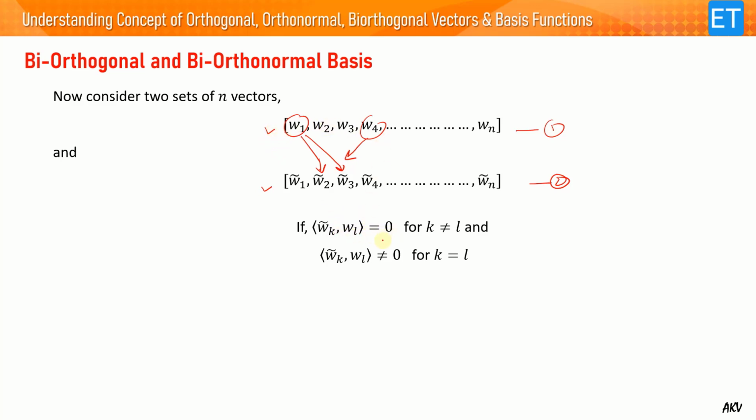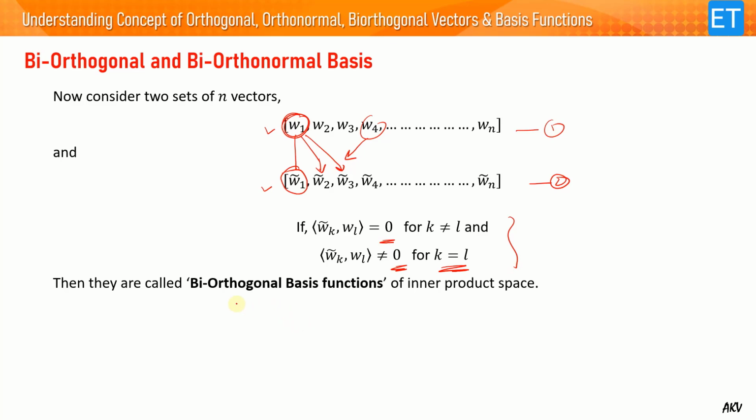So their inner product is 0. But when k equal to l, it means when the first element of the first set has an inner product with the first element of the second set, then it is not equal to 0. Okay, it may be some other non-zero number. So if these two conditions are satisfied, then we call them bi-orthogonal basis functions. Okay.